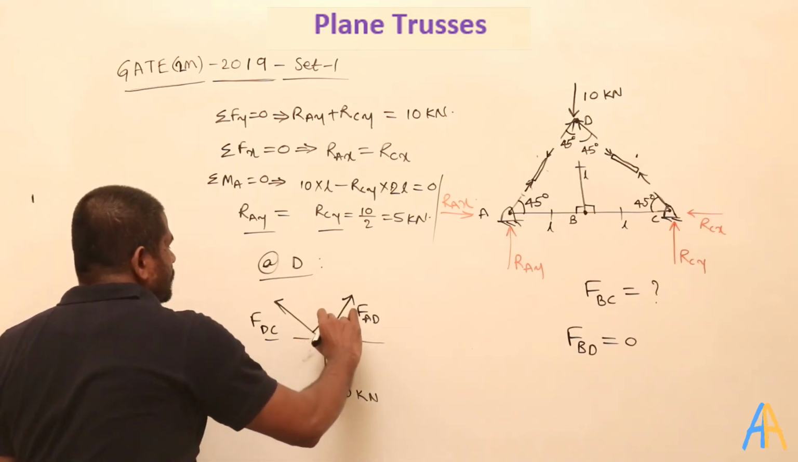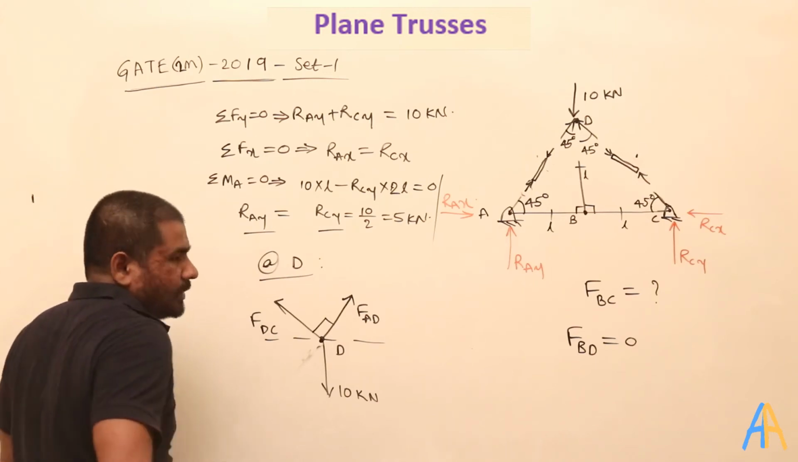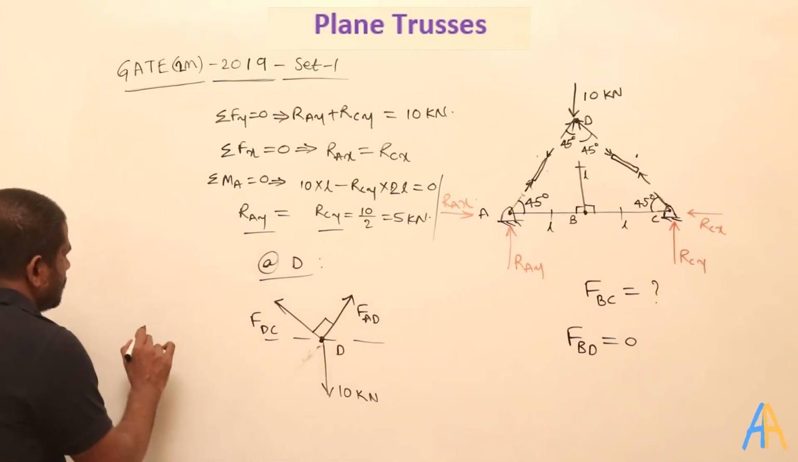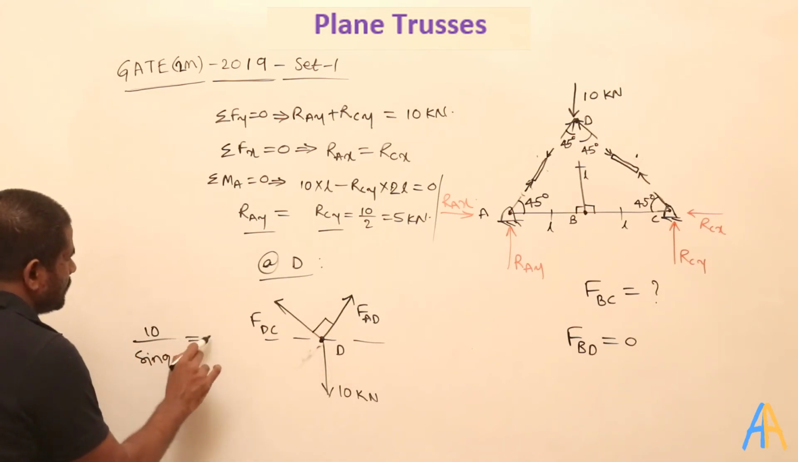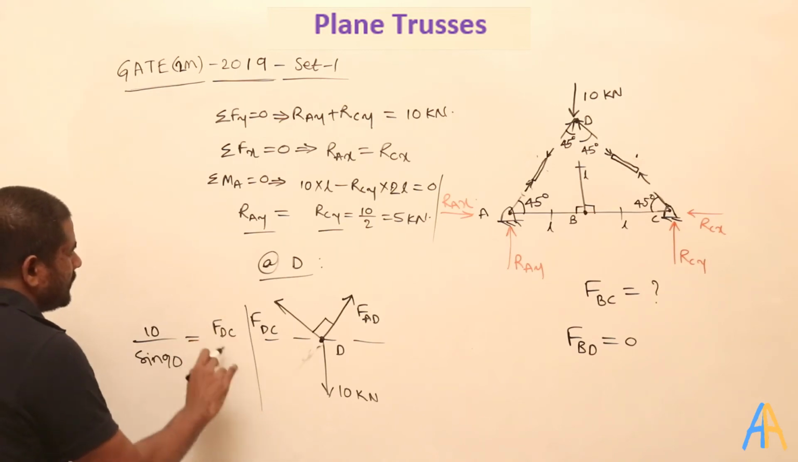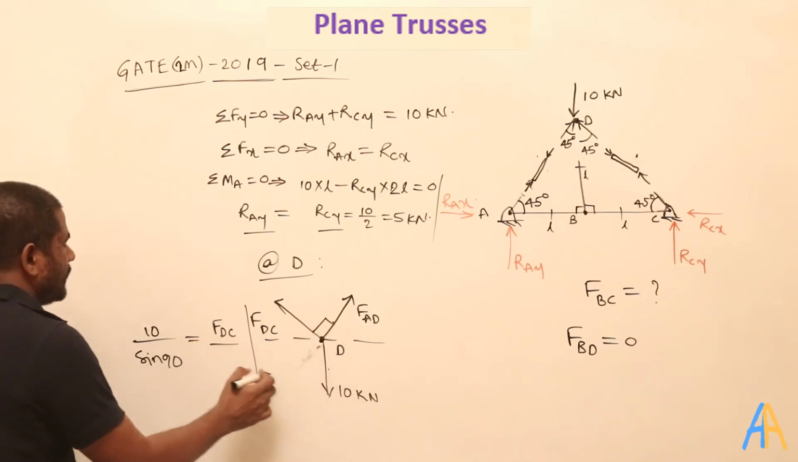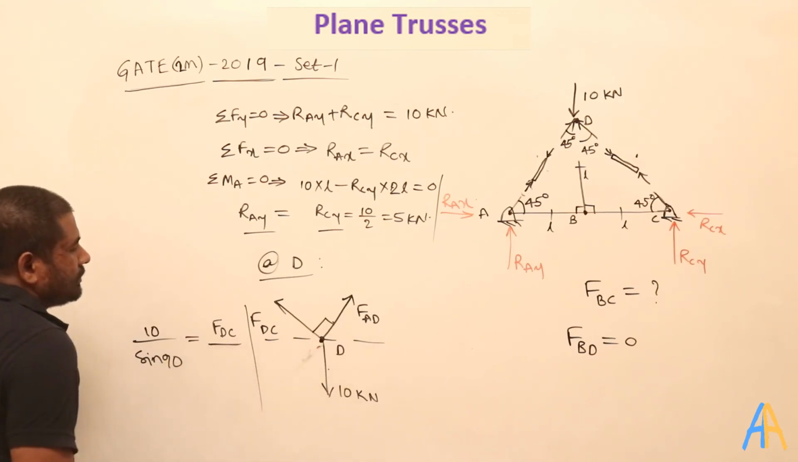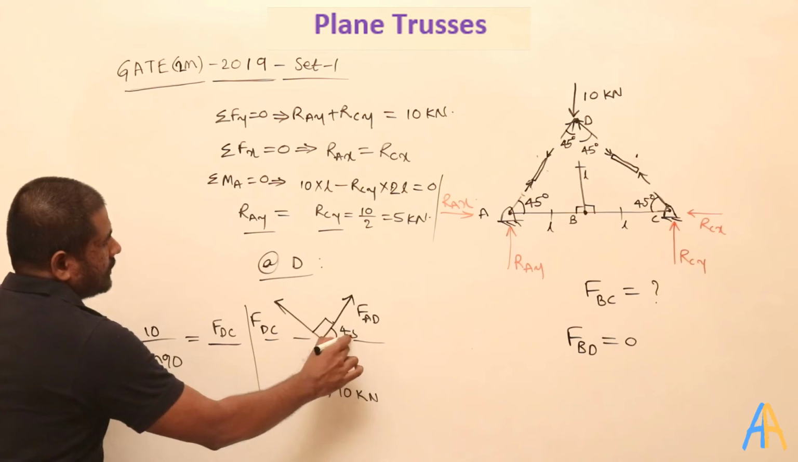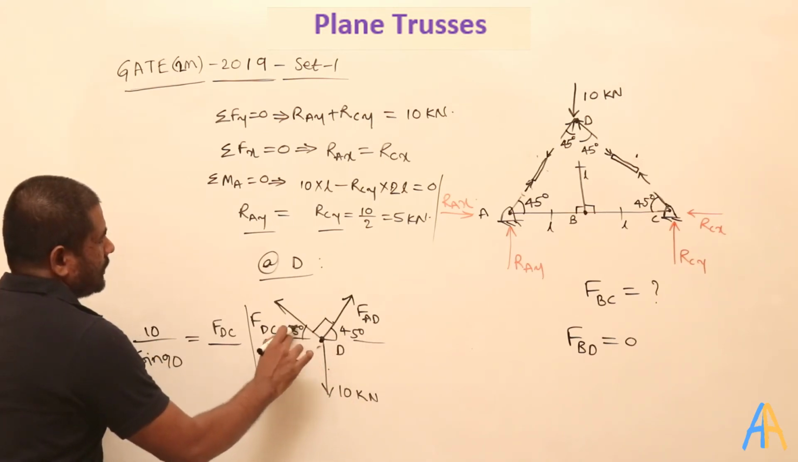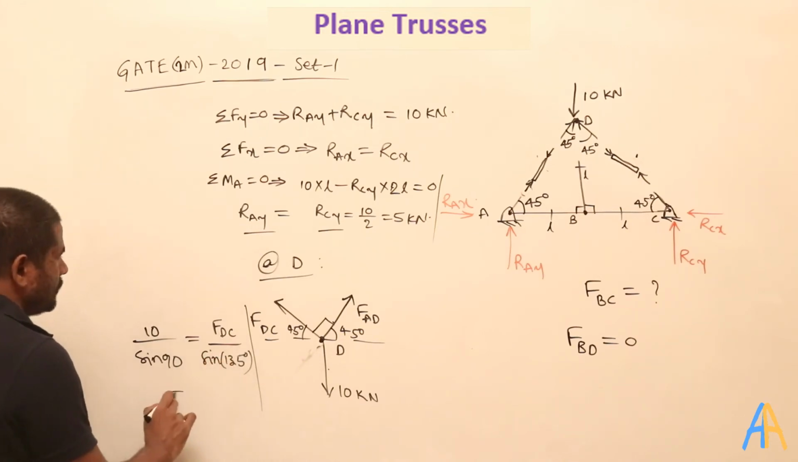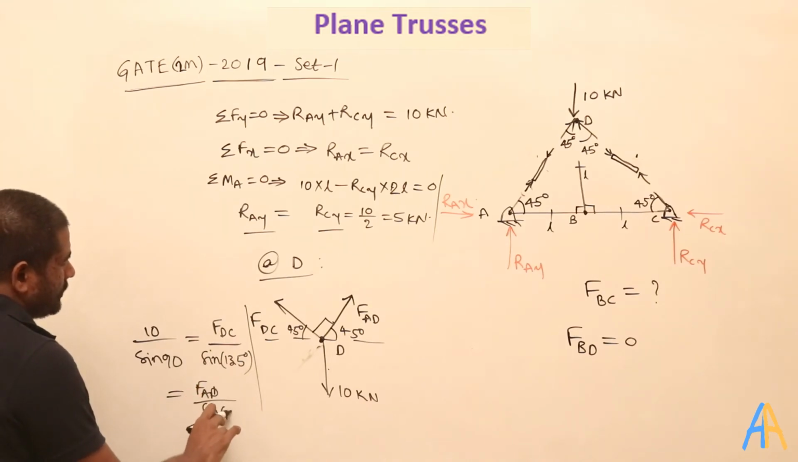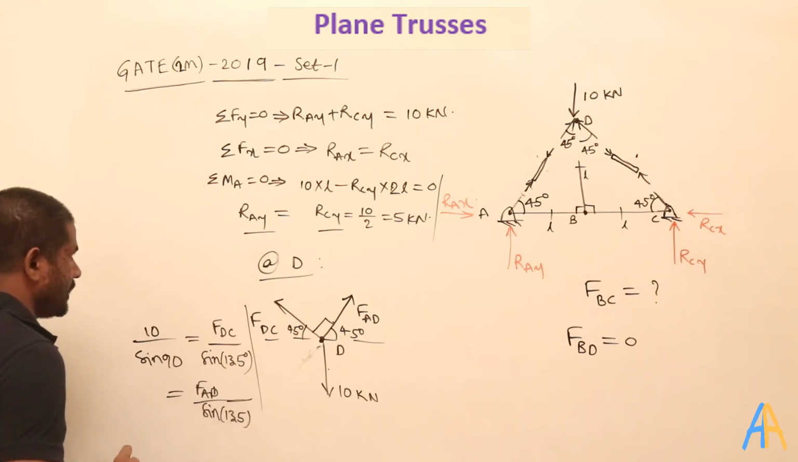Okay, so here the angle between these two is 90 degrees. Then by using Lami's theorem we can find this out. 10 divided by sine of 90 degrees, the angle between these two, equals FDC divided by sine of the angle between these two. How much? This is 90 plus 45 degrees, so sine of 135 degrees, equal to FAD divided by sine of 135. Okay, that is what is happening here.